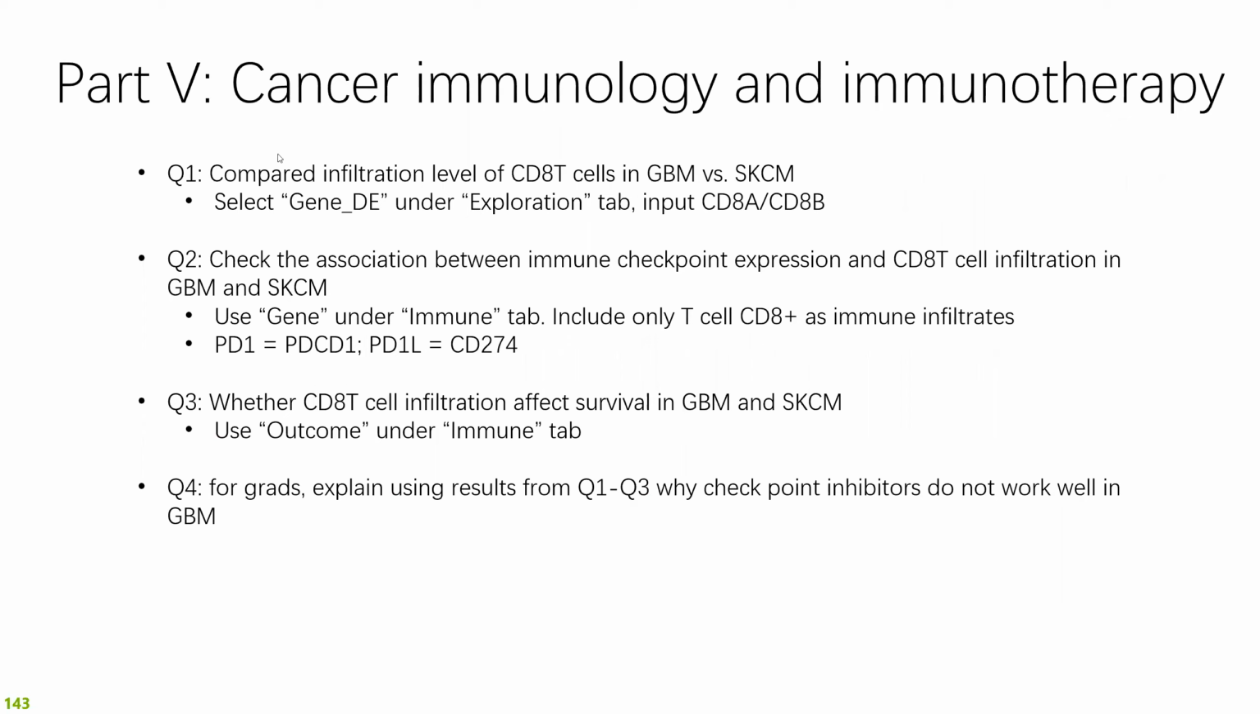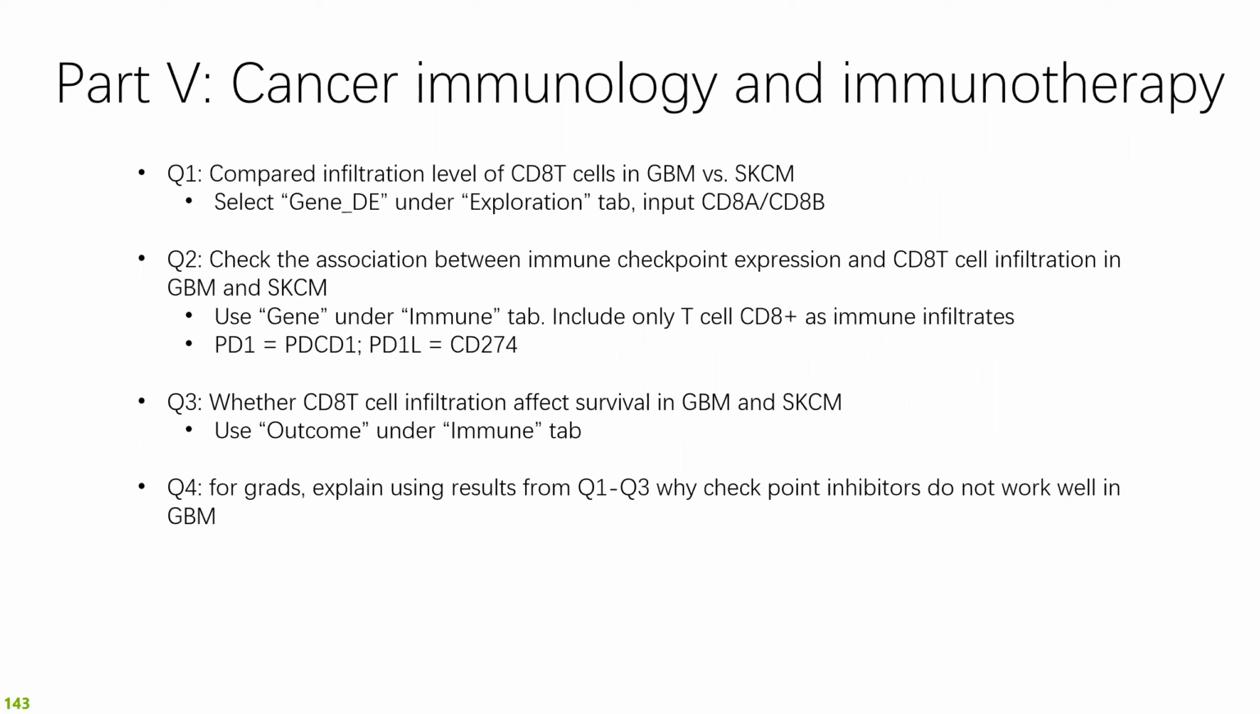And for question 1, you will be asked to compare the infiltration level of CD8 T cells, which are the effector T cells that kill the tumor cells. You need to select the Gene_DE tab under the Exploration tab, and you just input CD8A and CD8B. They are gene markers for CD8 T cells. And you compare the infiltration level in glioblastoma versus SKCM.